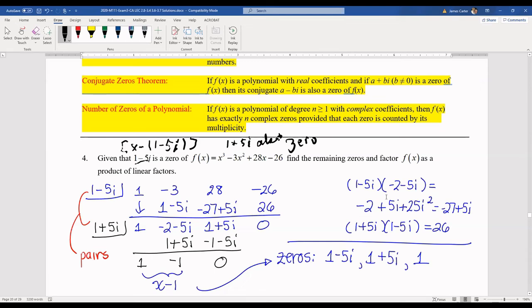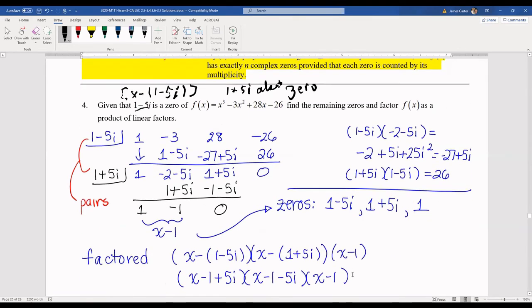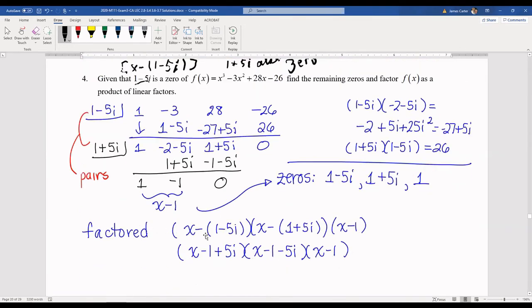So this is just some of their scratch work in the middle of this thing. In factored form, I use brackets instead of parentheses on these, but that's okay. The x minus quantity 1 minus 5i, and x minus quantity 1 plus 5i, and then the x minus 1. Okay, so here would be your answers. All they did between this step and this step is they got rid of the parentheses.